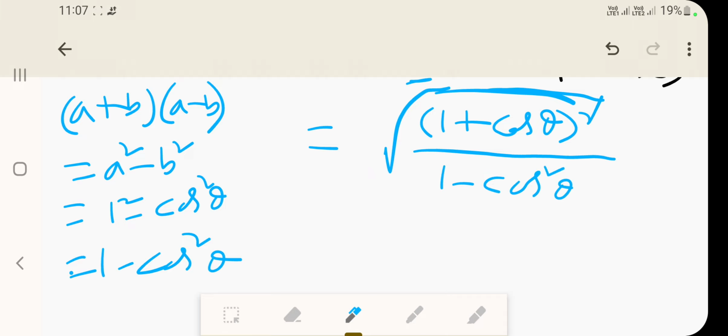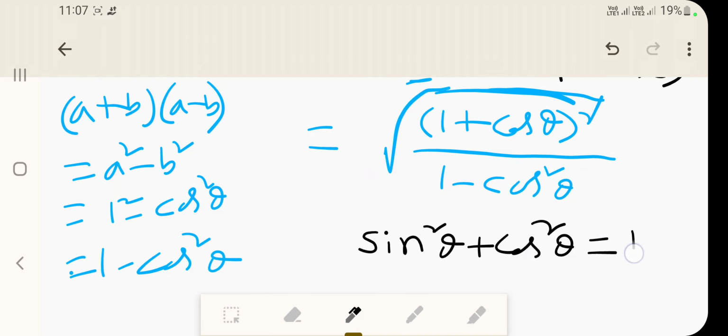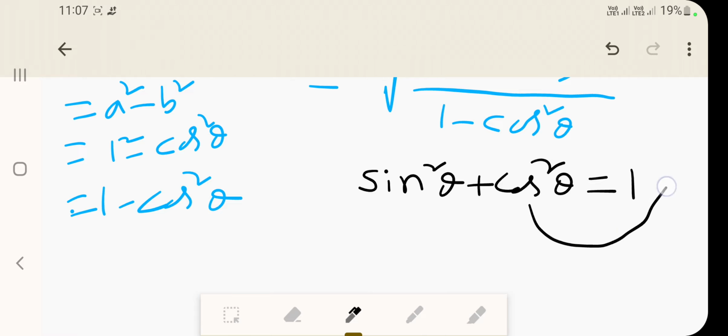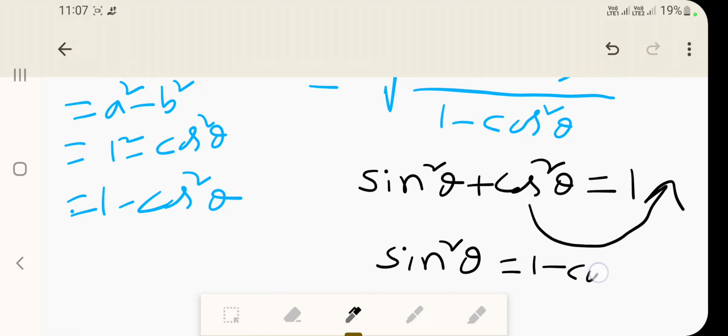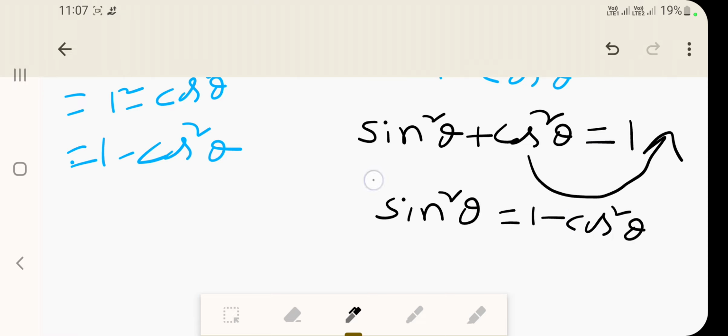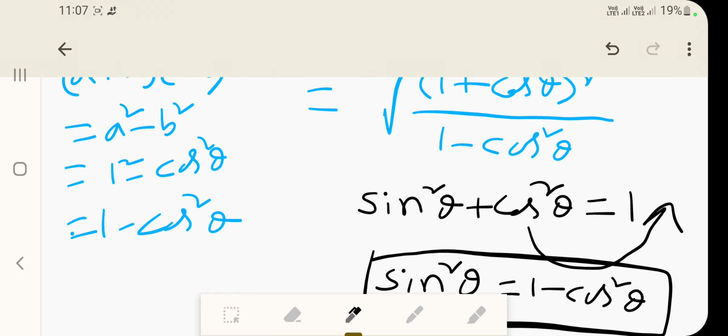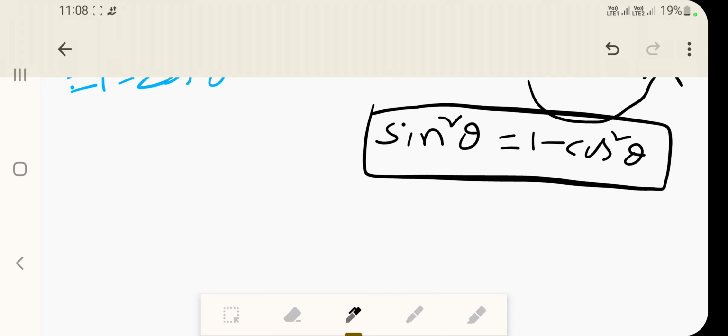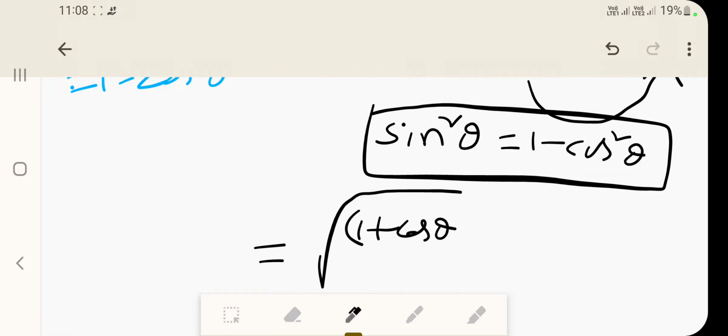Can anybody tell what is 1 minus cos square theta? Okay, just pause the video and think for half a minute. We have the identity that sin square theta plus cos square theta is how much? 1. So if we bring this cos square theta to the right hand side, we get sin square theta is equal to 1 minus cos square theta. So this 1 minus cos square theta in the denominator is going to be replaced with sin square theta.